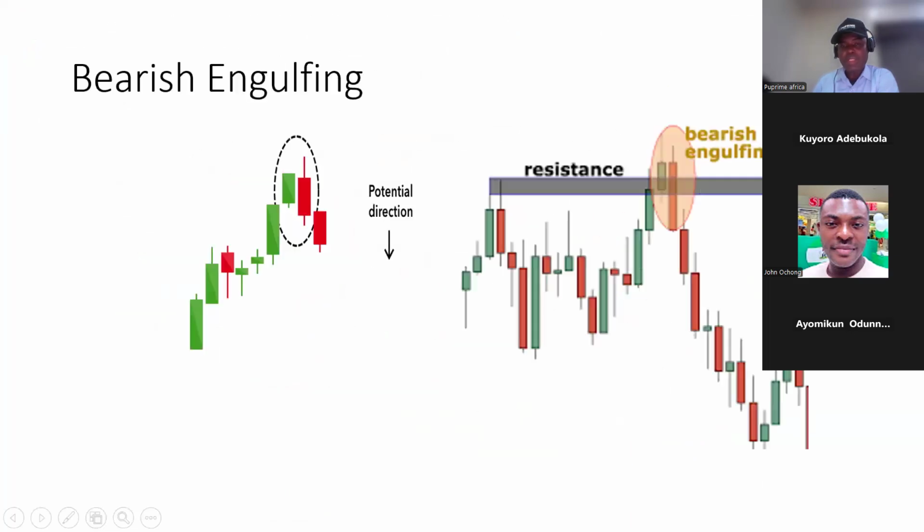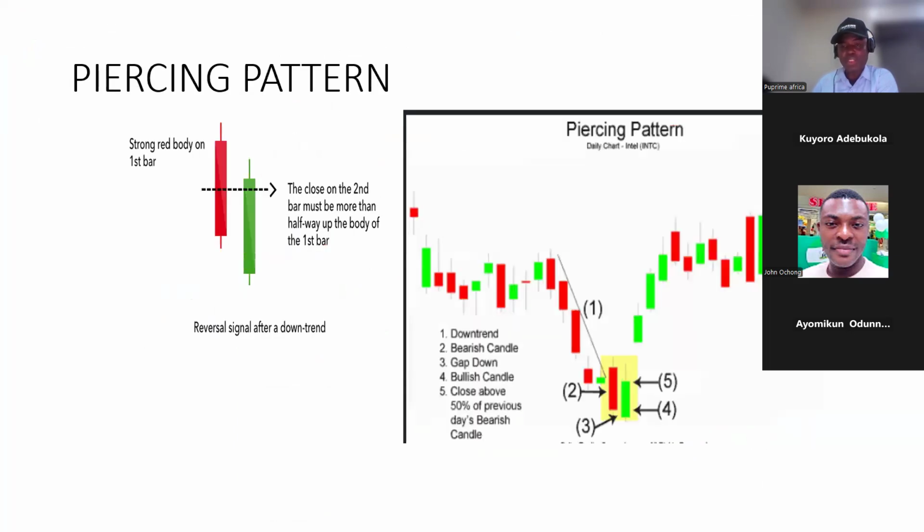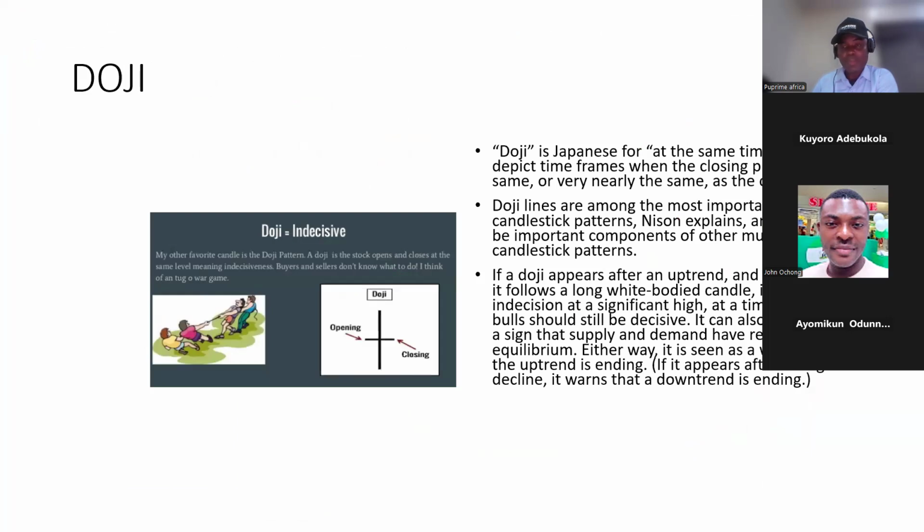And we have the bearish engulfing candlestick pattern also, which signifies a reversal into the bearish direction. And finally, we have the doji, which indicates indecision in the market. The market is indecisive. When you have a doji, it's not deciding whether to buy or to sell. The market is in a state of equilibrium. And when you find a doji at the top of an uptrend, it could mean price could reverse downwards. And if you find it at the bottom of a downtrend, it means price could reverse upwards.